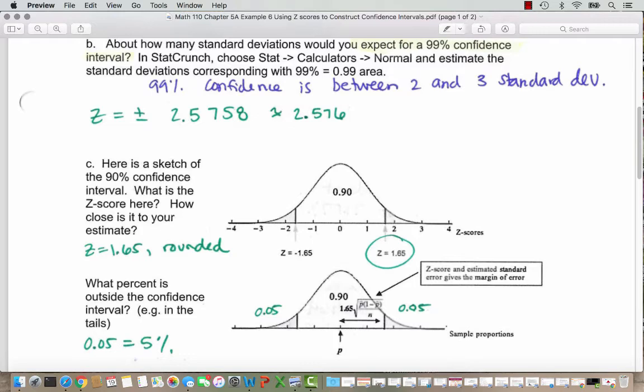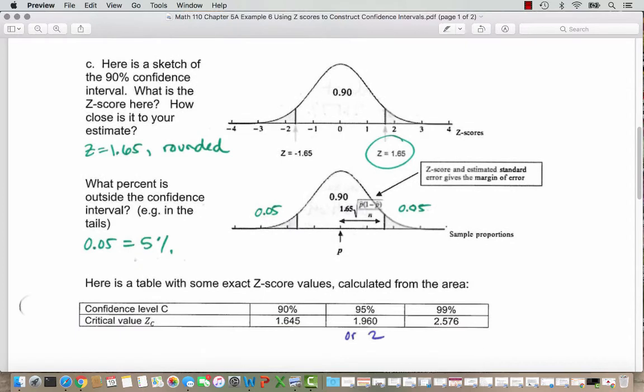So with 90% confidence, what percent is in each of the tails? So we see, since we know everything adds up to 100%, we must have 5% or 0.05 in each tail. So you can think about the wider the confidence, the less room for error in the tails.